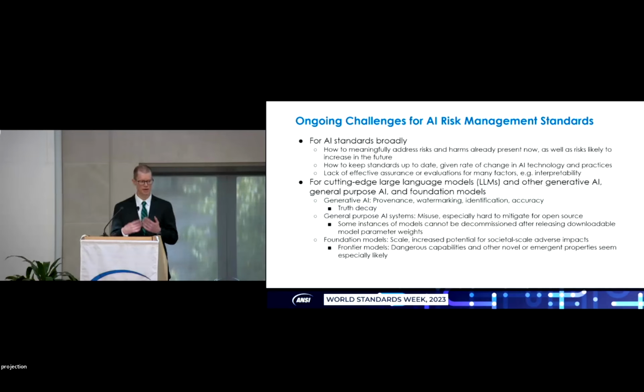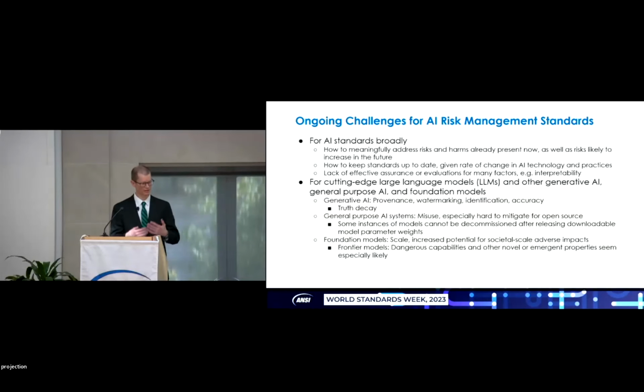There are some methods being developed to provide some level of explainability or interpretability for these, but it's very much an area of active research and not a set of settled questions. Challenges in particular for cutting edge large language models and other generative AI, general purpose AI, and foundation models. In my view, some of the characteristic challenges are for generative AI.